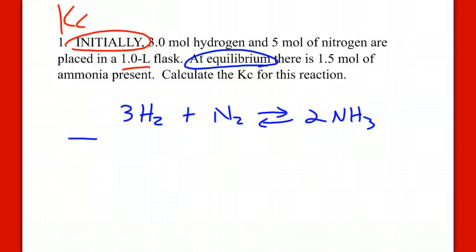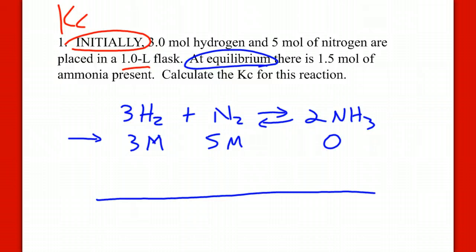Initially, that's this top line, and it's Kc, so it has to be in concentration, so we have moles per liter. So 3 moles per liter. It's in a 1 liter flask, so we're good with that. Okay, 5 for nitrogen, 0 here. Okay, then some of this stuff reacted. At equilibrium, you have 1.5 moles in 1 liter of ammonia.